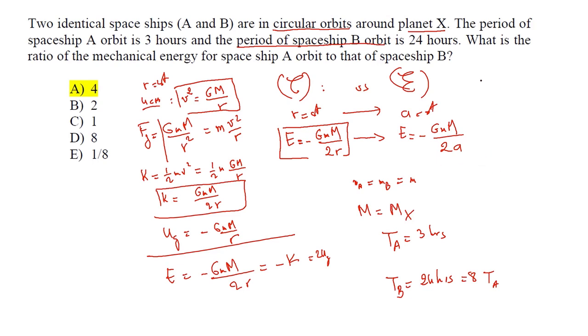Okay, let me do it here. Mechanical energy for spaceship A is equal to what? Minus GMM divided by 2RA. Mechanical energy for spaceship B is minus GMM divided by 2RB. If I take the ratio EA divided by EB, the minus goes away. Of course, GMM goes away. Of course, this 2 goes away. So you will end up with RB divided by RA.